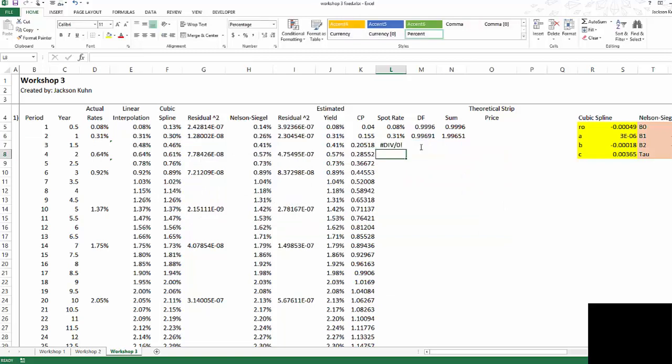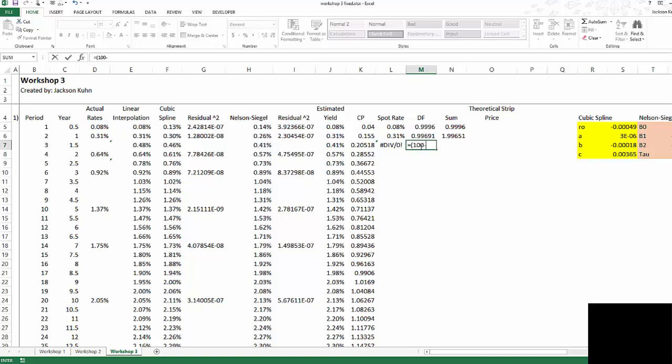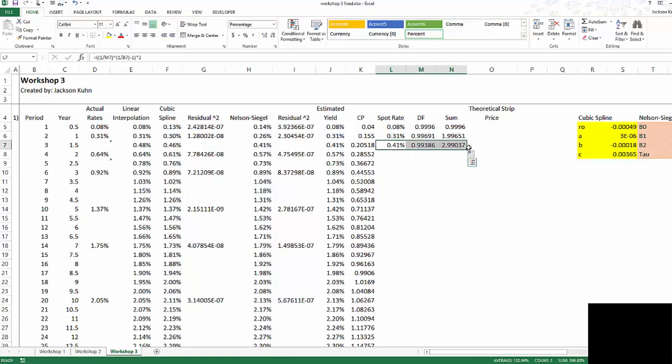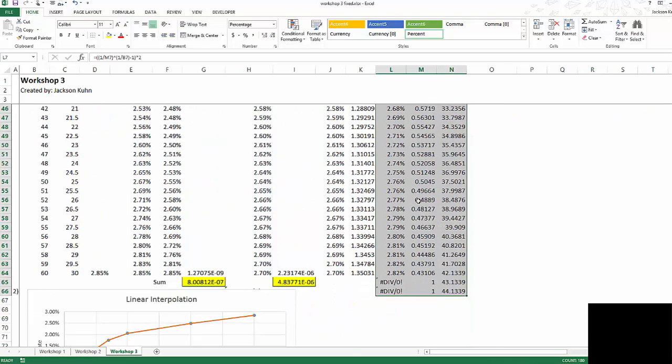Add 1 there. And our new equation for discount factor starting in year 3 is going to be equal to 100 minus our coupon payment times the sum from the prior period divided by our coupon payment plus 100. And then we'll drag our sum equation down 1. Now we can populate the rest of our curve. We'll delete those last 2 ones.